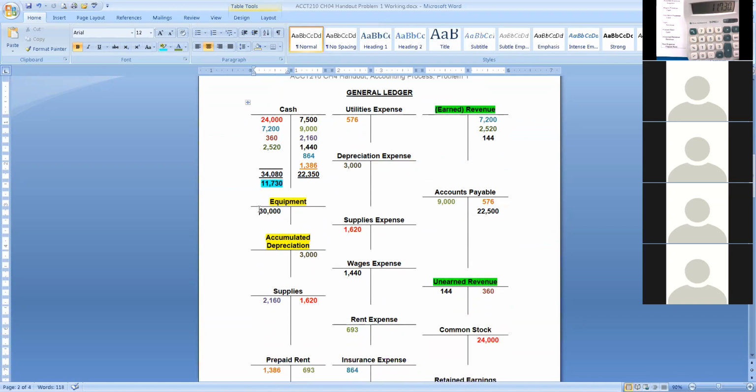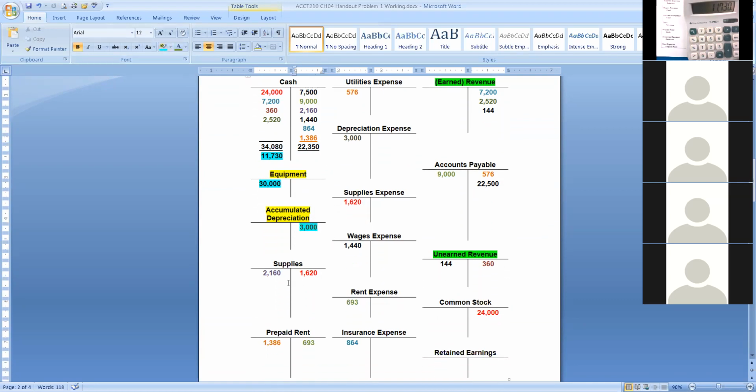Now, some of these accounts are real easy to add up because they're just one number. Supplies, you have to subtract. The supplies account had 2160 on the debit side and 1620 on the credit, so we subtract them. The biggest side always wins. In other words, whichever side has the highest number gets whatever's left over. So 2160 minus 1620 is 540.